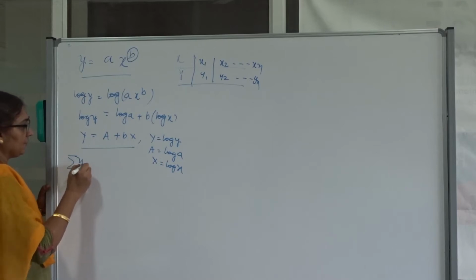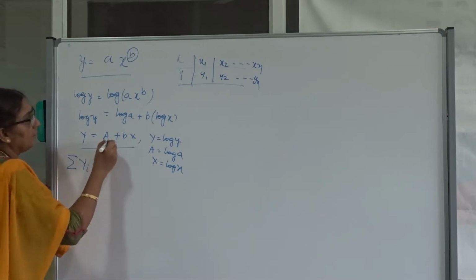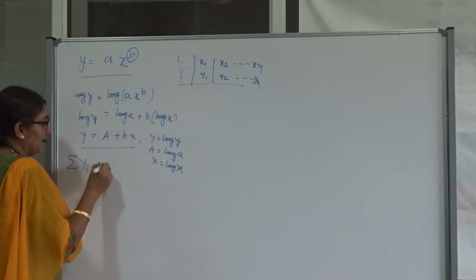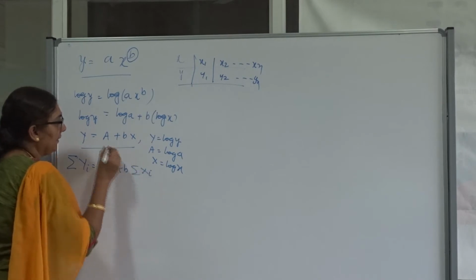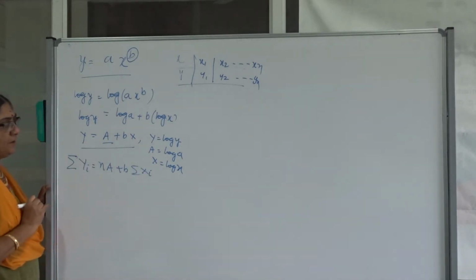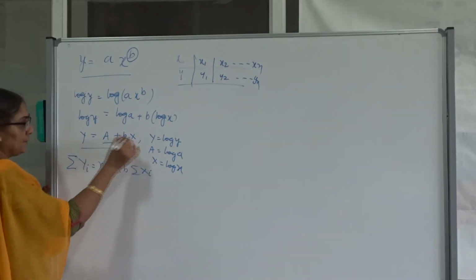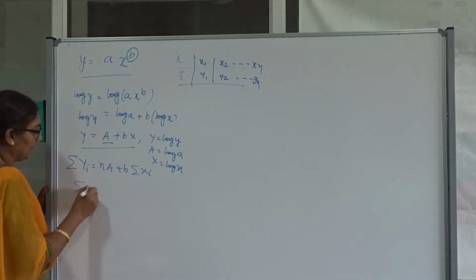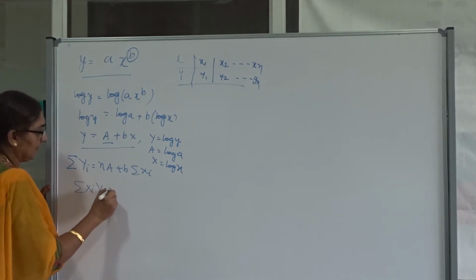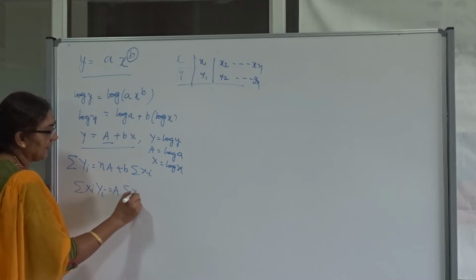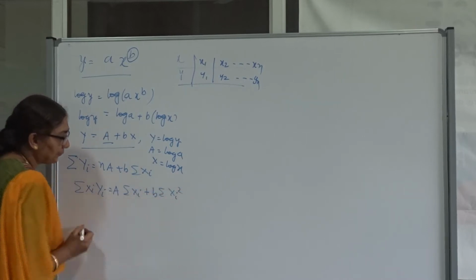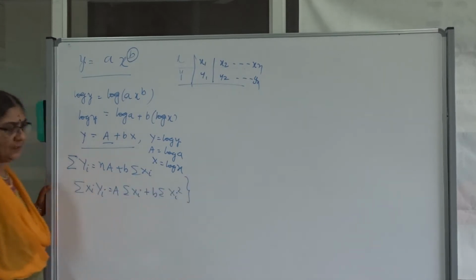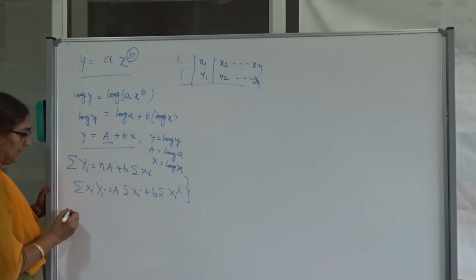Now this is converted into linear, and you know how to write the normal equations. Write the normal equations for this equation, not for the original equation, in terms of capital Y. Here, for n values, we get n capital A plus b into sigma capital Xi, because A is not multiplied with any value, and b is multiplied with X. We already know how to write the normal equations: A into sigma capital Xi plus b into sigma capital Xi squared. These two are the normal equations.